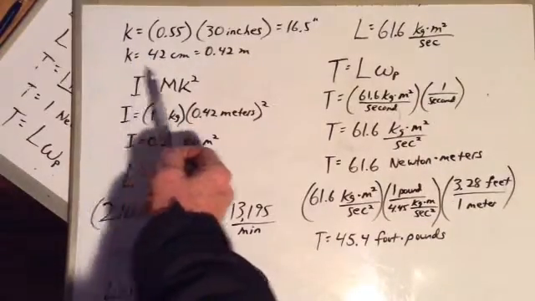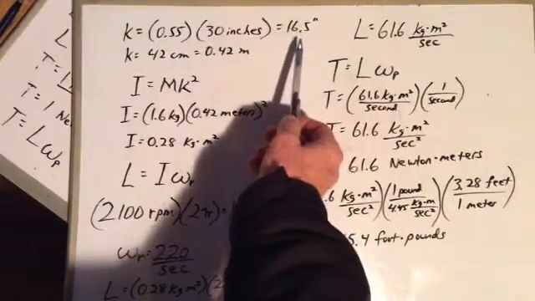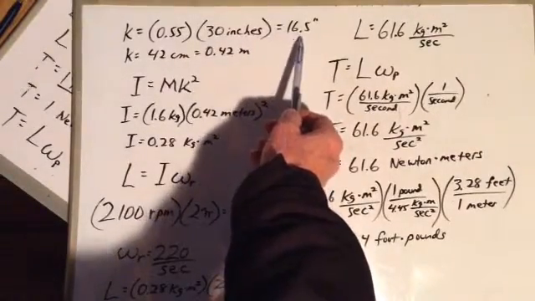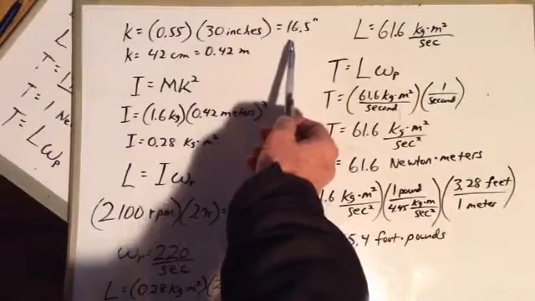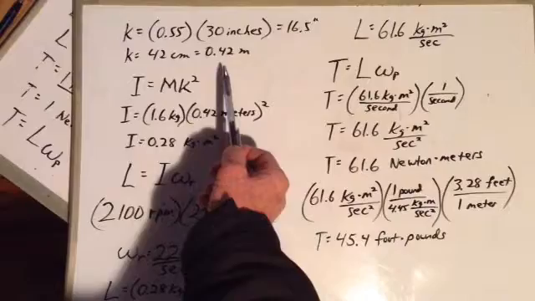K is the letter we use for that. But we're not going to use inches in our equation, we're going to use meters. So 16.5 times 2.54 centimeters per inch gives us 42 centimeters, which is 0.42 meters.